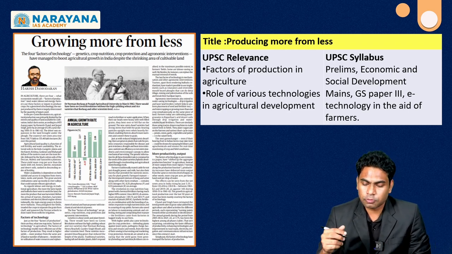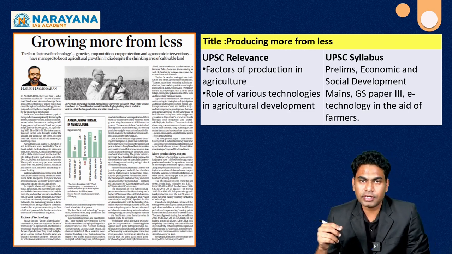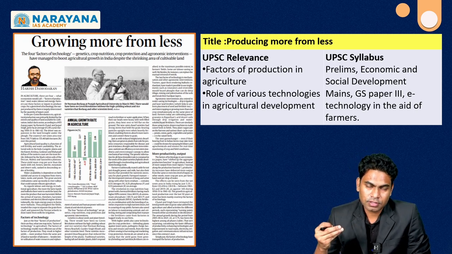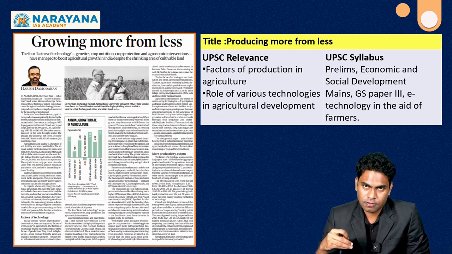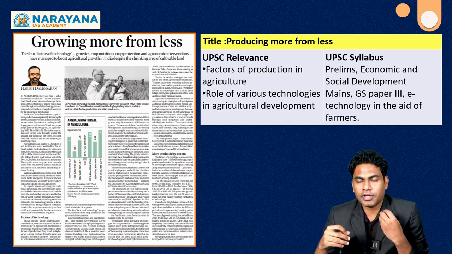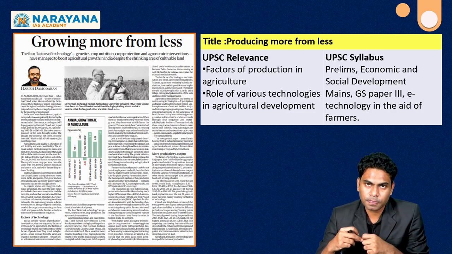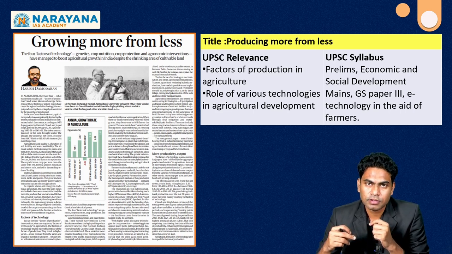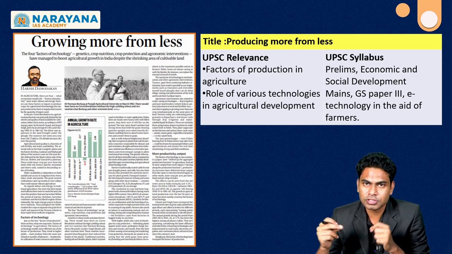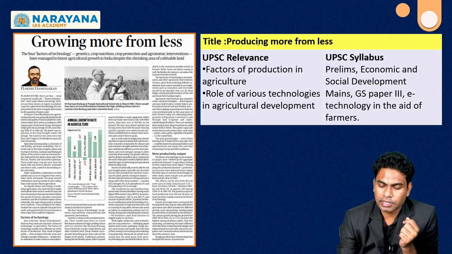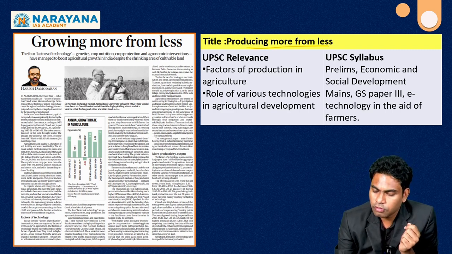The title of the article is Producing More from Less. It in itself shows increasing the productivity. The production is to be improved despite having less input. Why? Presently, the input that we are putting into production in agriculture is higher. That is why it is becoming unviable. What we require is to use less inputs yet get higher outputs, thus making agriculture a viable occupation. The title of the article is Producing More from Less.